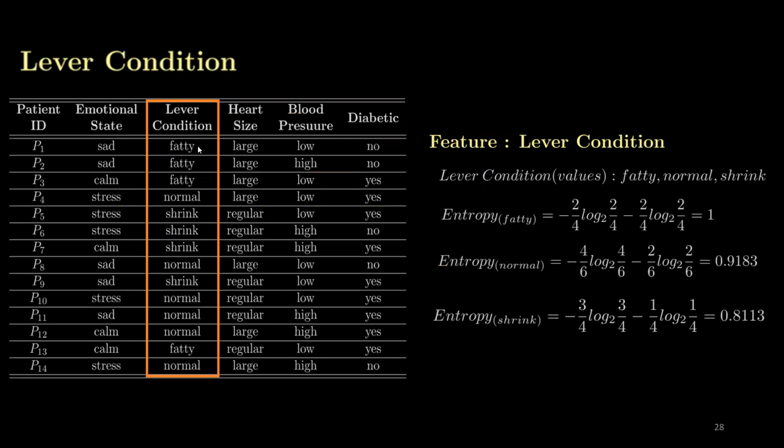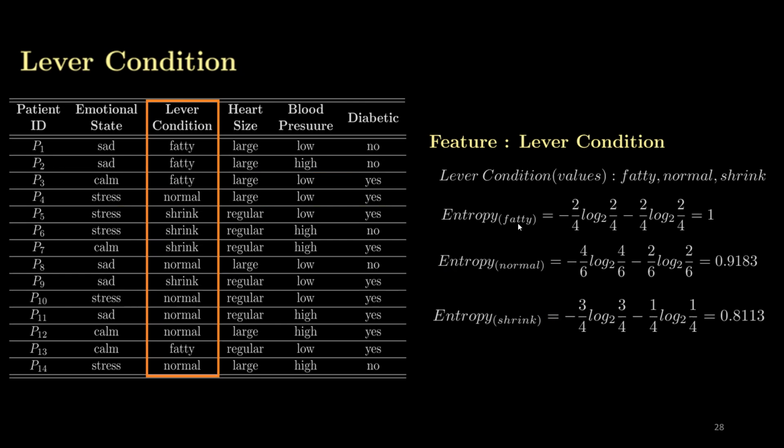Now next is the time to calculate the information gain of liver condition. For information gain, first we have to calculate the entropy of the liver condition. For liver condition, we have 3 values: a fatty liver, a normal liver, or a shrink liver. So we will start with fatty, then the second calculation will be normal, and third is shrink. All the concept is the same which we used to calculate for the emotional state.